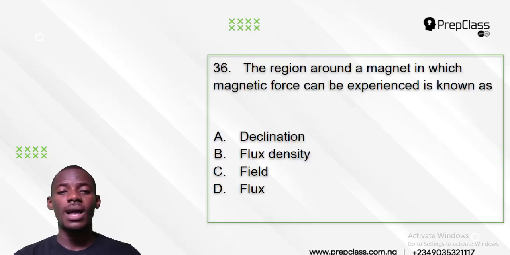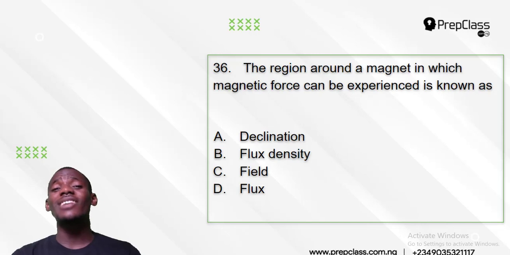Now let's get to the question now. The region around a magnet in which magnetic force can be experienced is known as what? Now this is actually SS1, and this is actually very easy. Now an area around a magnet where you can feel the force of the magnet, is it declination or flux density or field or flux?